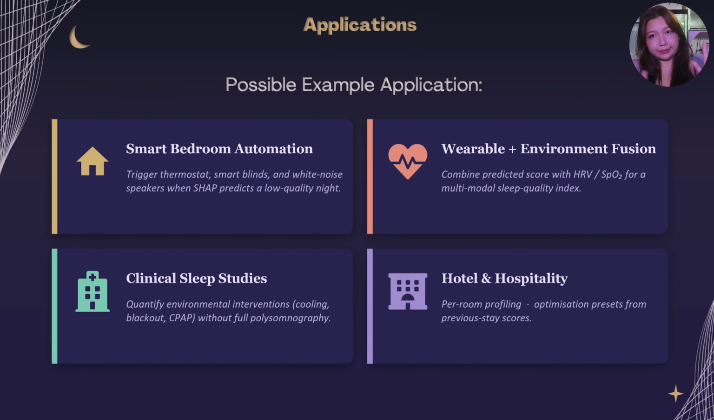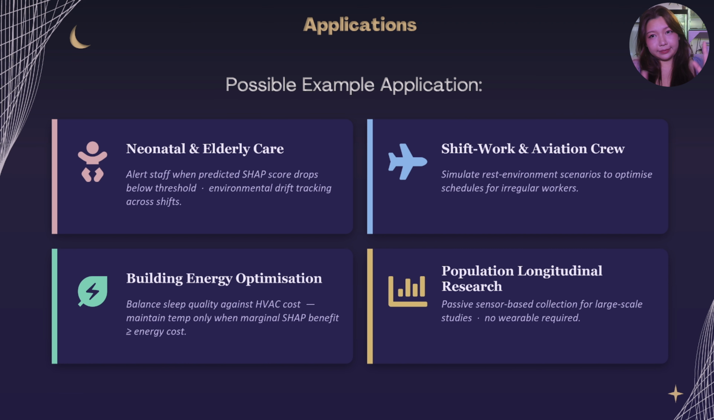Beyond personal use, this pipeline scales naturally to other domains. For example, smart bedroom automation, auto-triggering the thermostat and smart blinds when SHAP predicts a poor night. Hotel and hospitality per-room profiling and automatic comfort presets based on the guest history. Or building energy management, to balance sleep quality against HVAC energy cost using SHAP marginal value.